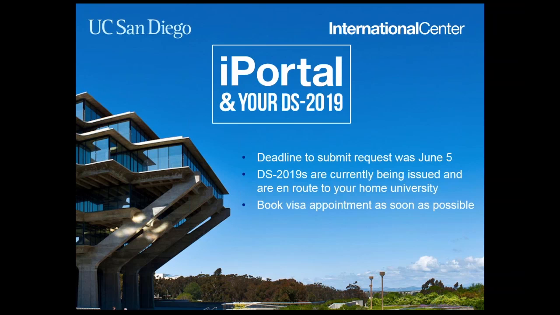As you may know, the deadline to submit your DS 2019 request was June 5th. These documents are currently being issued and are on their way to your home university for you to collect. It is important that you book your visa appointment as soon as possible to avoid any delays in getting to UC San Diego in September. Hopefully, some of you have already begun booking your appointments.